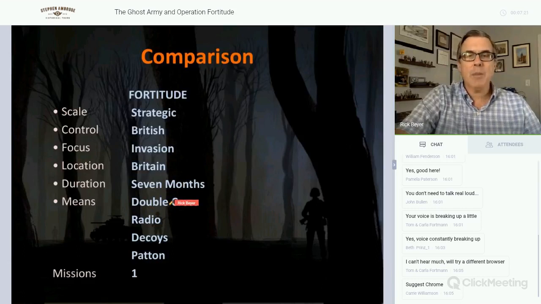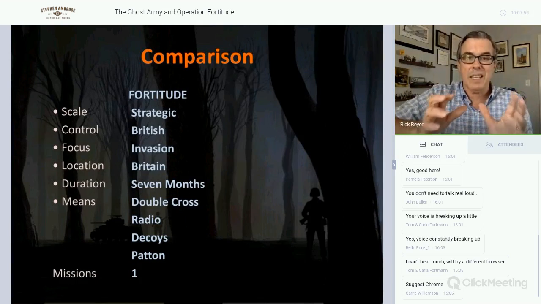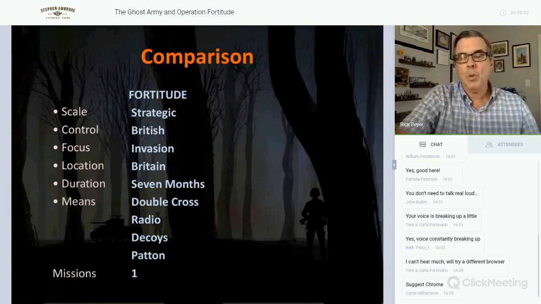And the means of the deception, the most important means of it were the double-cross system of spies in Britain, and I'll talk about that in a moment. Radio deception, sending out fake radio signals, pretending that there are units gathering to cross at the Pas de Calais. Some inflatable decoys, and our good friend General George Patton, who was actually named as the commander of the fake 1st U.S. Army Group. And as commander of that, he was sort of a deception force all by himself, because the 1st U.S. Army Group didn't exist. It's the force we wanted the Germans to think was going to land at the Pas de Calais.